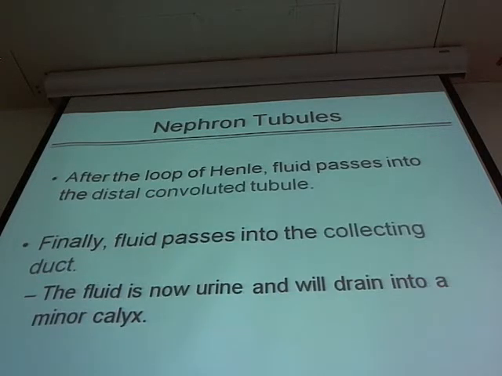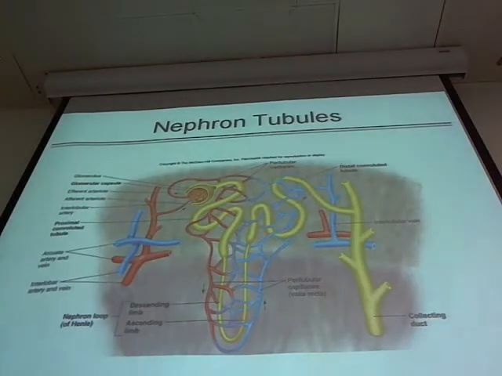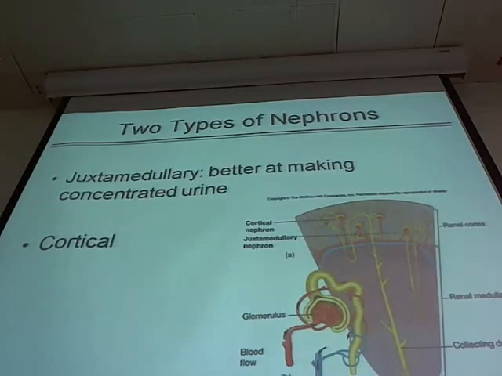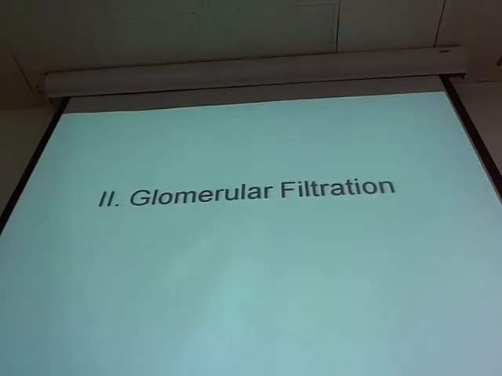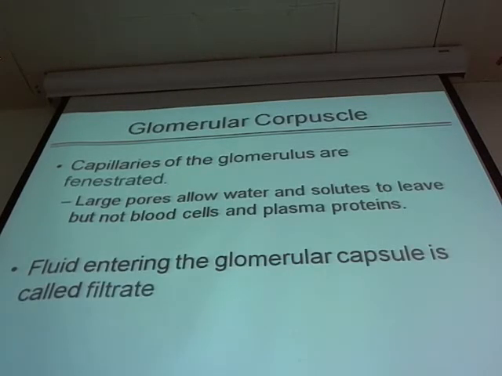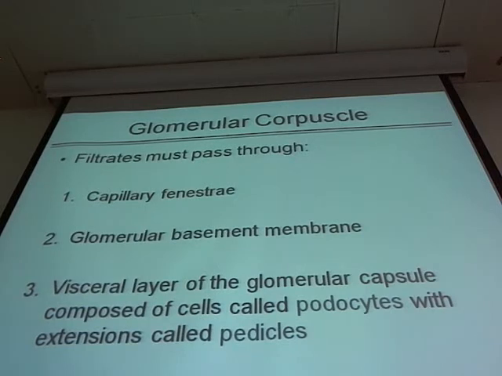Okay. Loop of Henle passes into the distal convoluted tubule, collecting duct. Now urine will drain into the minor calyx. We've seen this one before. Two types of nephrons: juxtamedullary, better at making concentrated urine, up here, and the cortical is down here. Keep going. Glomerular filtration, capillaries are fenestrated, large pores. Called filtrate. We've been there. Must pass through the fenestrae.